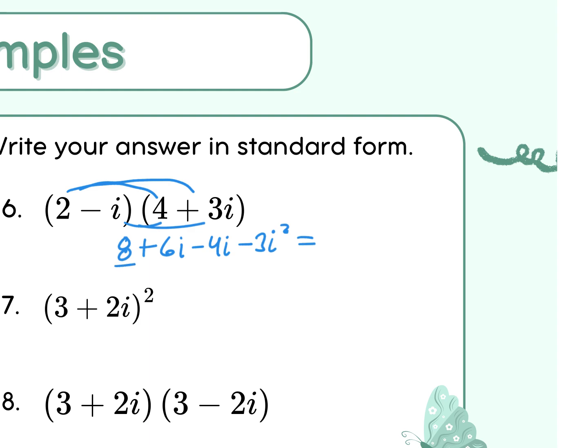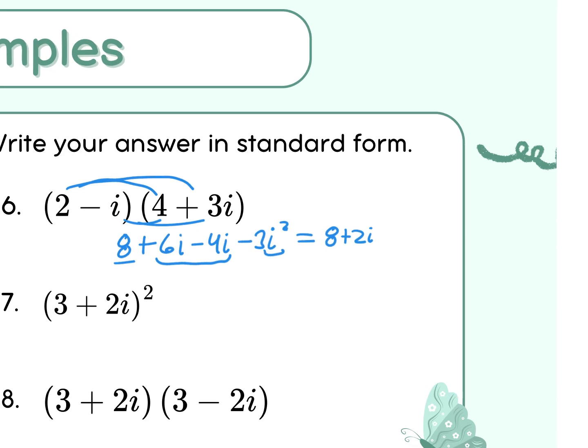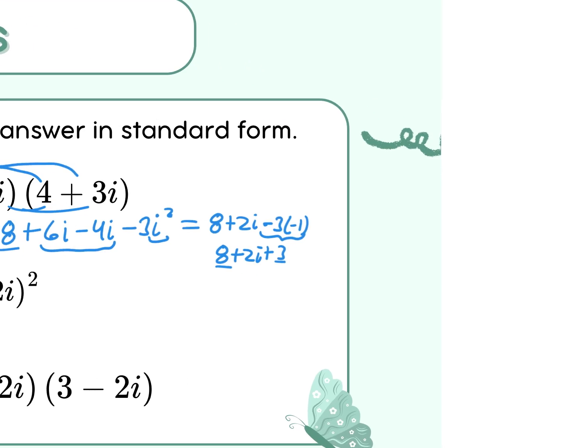I get an 8 plus 6i minus 4i is 2i, so I get 8 plus 2i. Keep in mind, i squared is negative 1. So this is the same as minus 3 times negative 1, and minus 3 times negative 1 is a positive 3. So I get 8 plus 2i plus 3. And so we get two real numbers now. 8 plus 3 is 11. So I get as my answer over here, 11 plus 2i as my final answer.